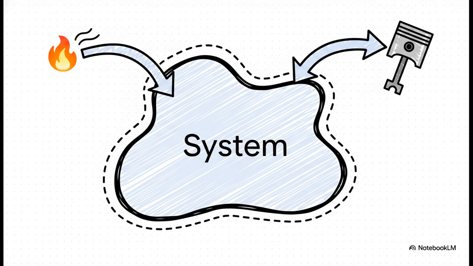So how can we change that internal energy? Well, it turns out there are only two ways for energy to cross the boundary. It can cross as heat, which we call Q. That's just energy moving because of a temperature difference. Or it can cross as work, which we call W. That's energy transferred by some kind of organized force, like a piston pushing on a gas.